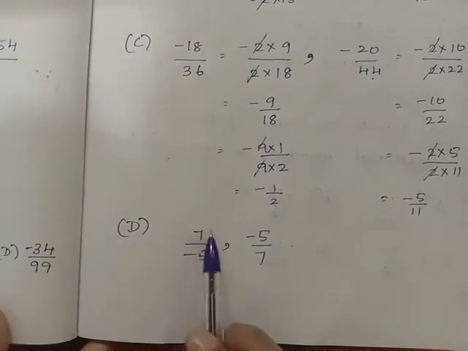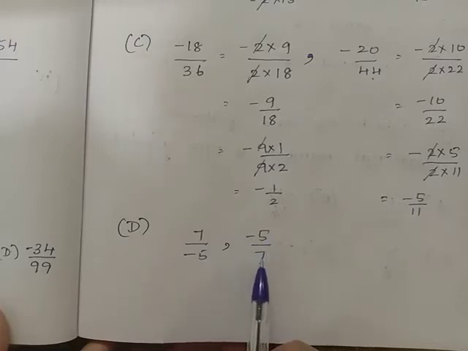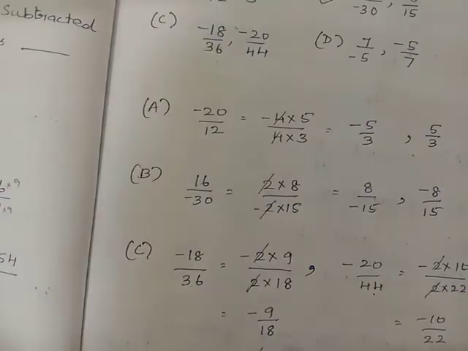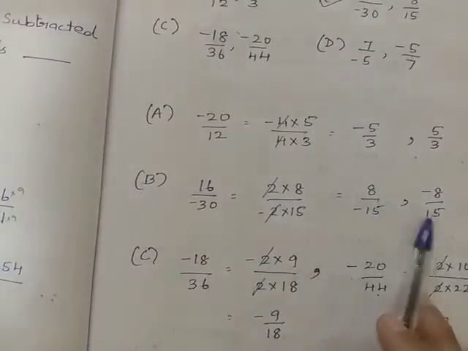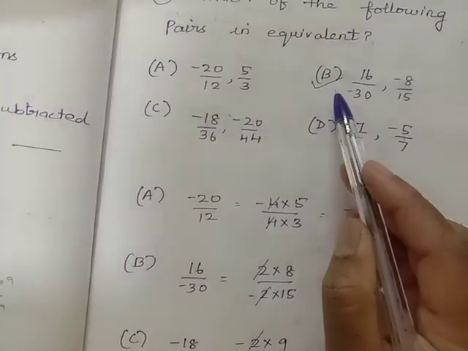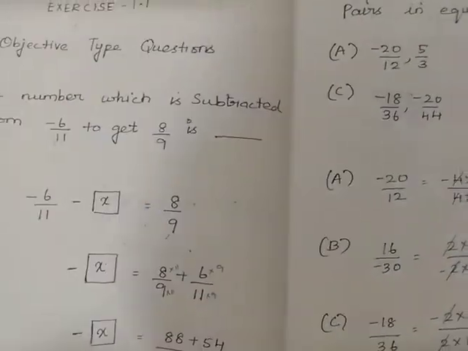D answer, 7 by 5 and minus 5 by 7. Here it is 7 by 5. Here the reciprocal is 5 by 7. So, they are not equivalent. Therefore, your second one, B, is the answer: both are equivalent. So, B is your answer. Next, your third question.